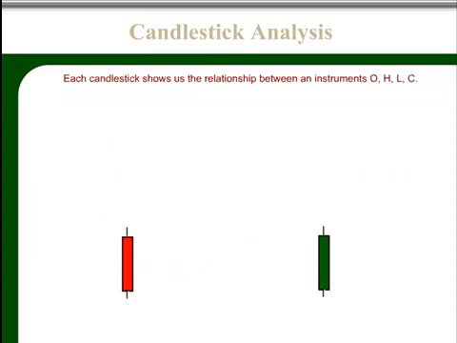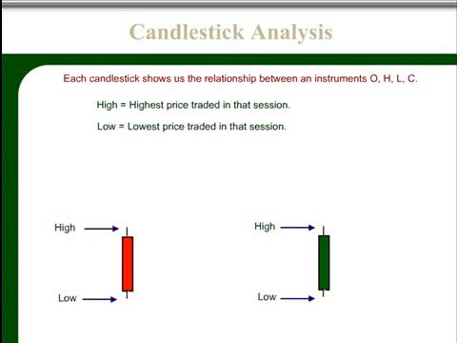Each candlestick shows us the relationship between an instrument's open, high, low, and close. The high equals the highest price traded in that session. This is represented by a tail on top of the body. The high of the tail is the highest price traded during that period of time. The low equals the lowest price traded in that session. This is represented by a tail on bottom of the body. The low of the tail is the lowest price traded during that period of time.